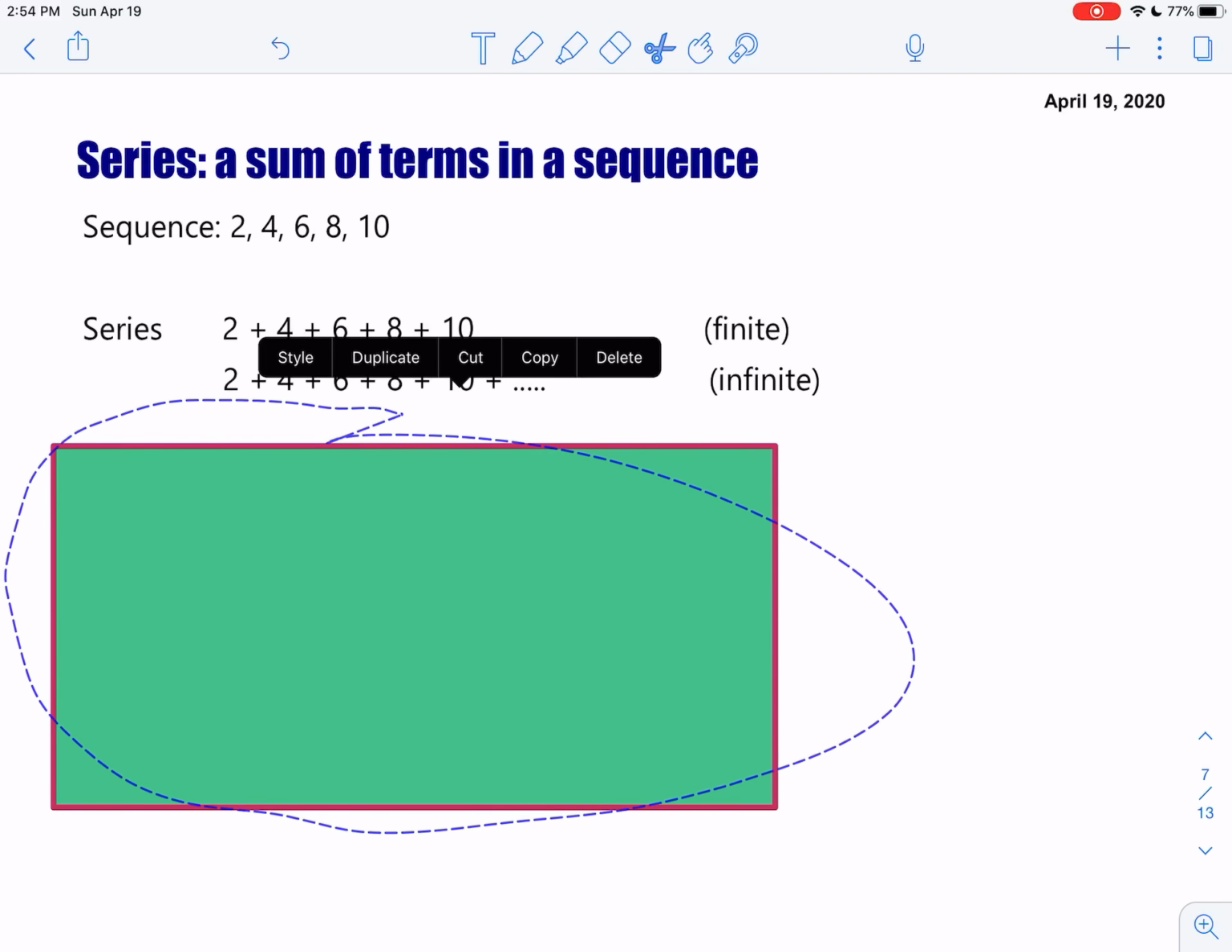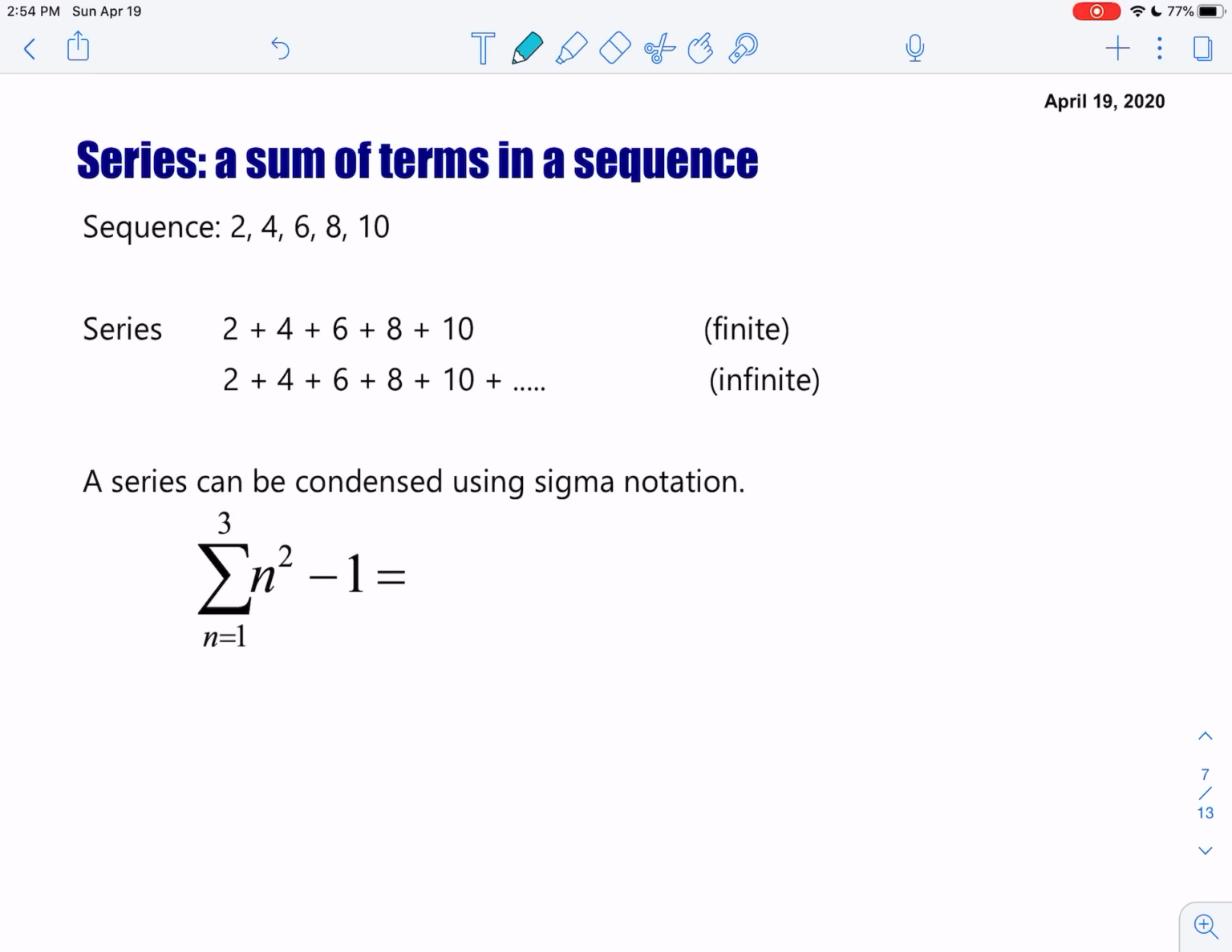And I would like to do a little bit of a review of sigma notation. So we can condense a series using sigma notation. What does this mean? Well, this is what we call your index. So we're going to start with n equals 1, and then we're going to go through every integer between 1 and 3. So it's kind of your start and your stop. And where am I plugging these n's in for? Into that expression there, okay?